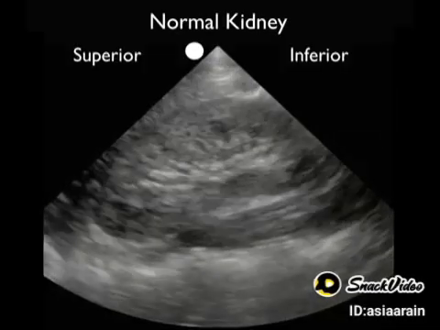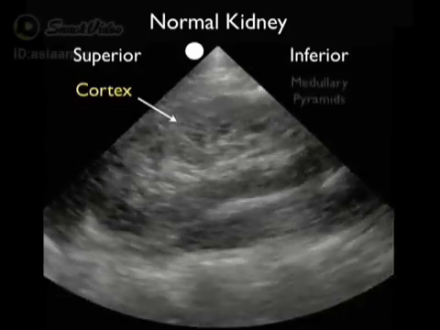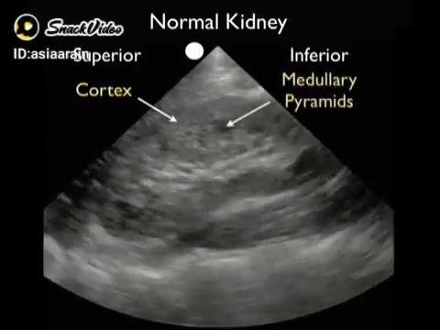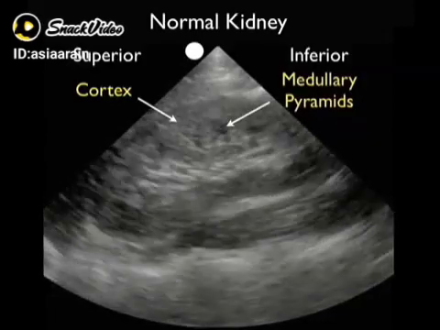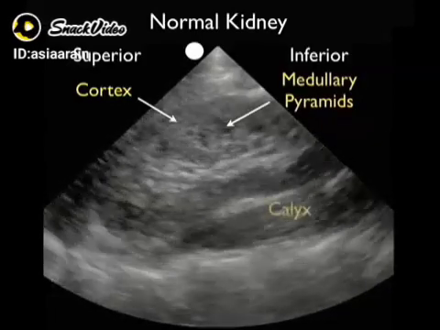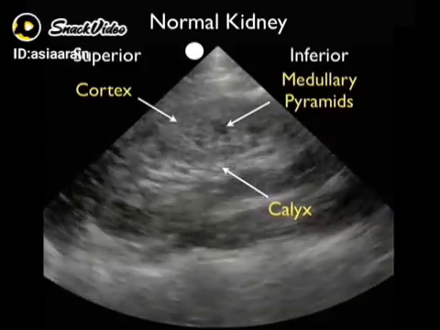Here's a typical normal kidney on bedside ultrasound. I have the probe marker oriented towards the patient's head, so the superior pole of the kidney is to the left, inferior to the right. We see the outer cortex, that outer rim of kidney, to the peripheral aspect, and just interior to the cortex, the medullary pyramids.